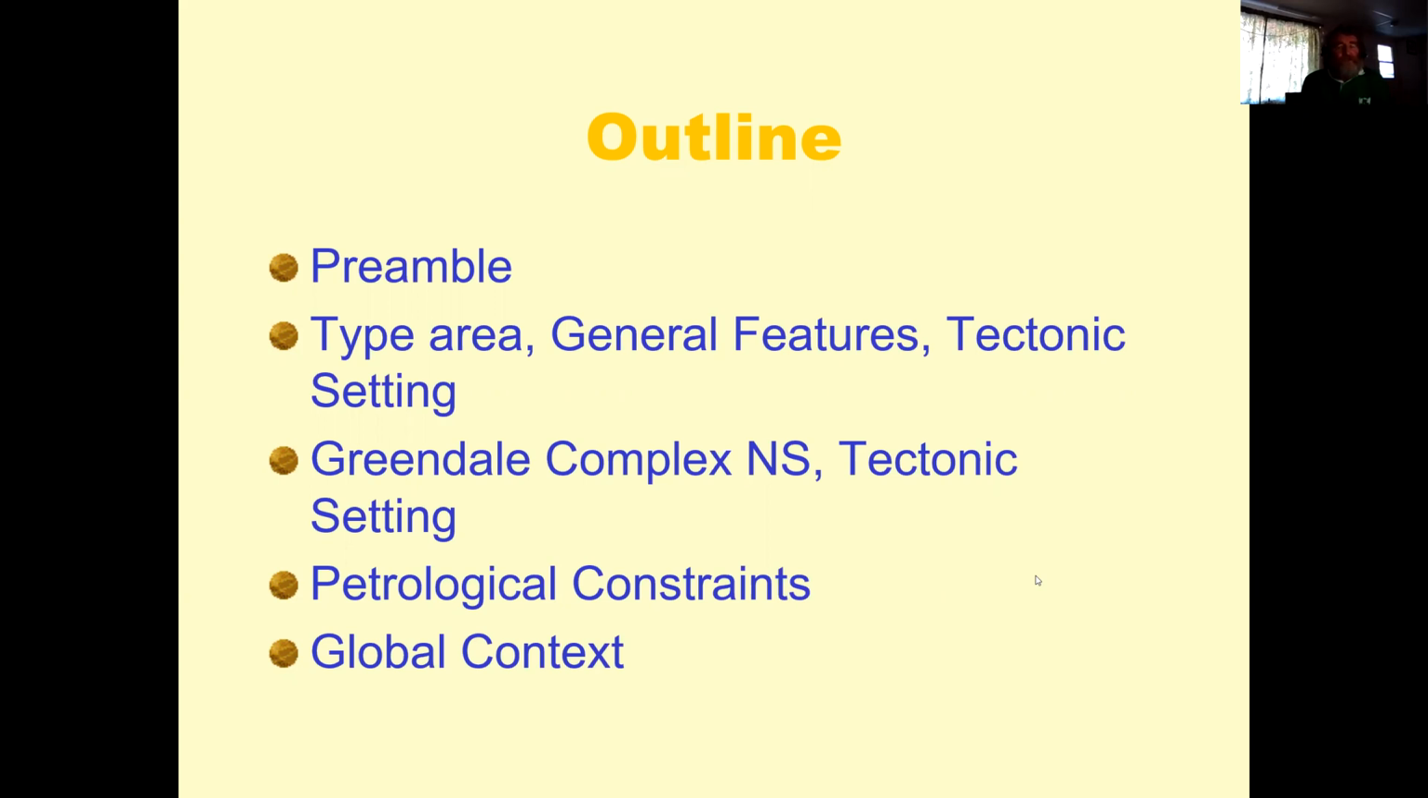What I'm going to do next is go to the type area, Appin in Scotland, where appinites were defined, and give you their general features and what is inferred to be their tectonic setting in that area. Then I'm going to zoom back into Nova Scotia to the appinite body I know best, the Greendale complex, and look at the relationship between magmatism and its tectonic setting, and then what we can gain from that about petrological constraints.